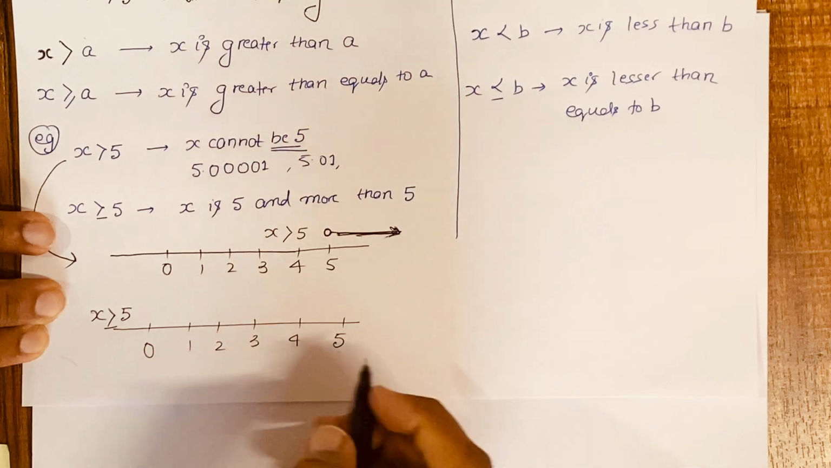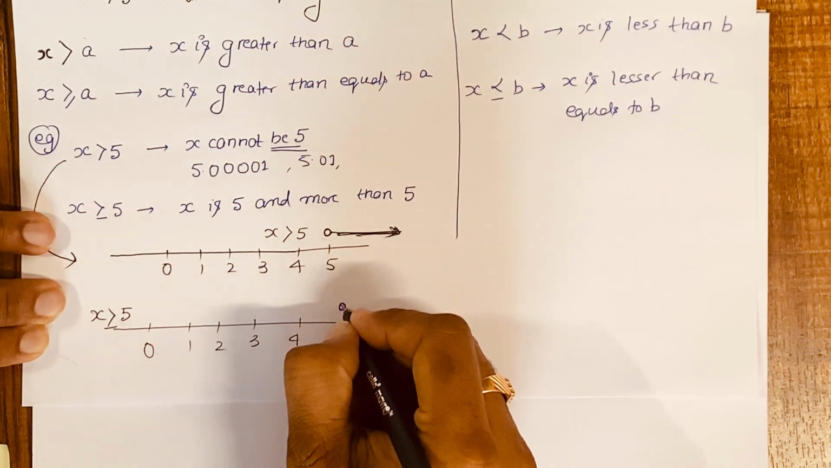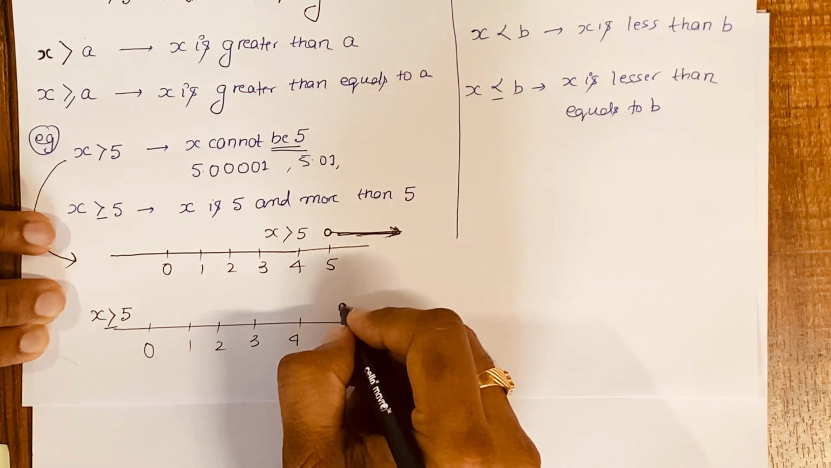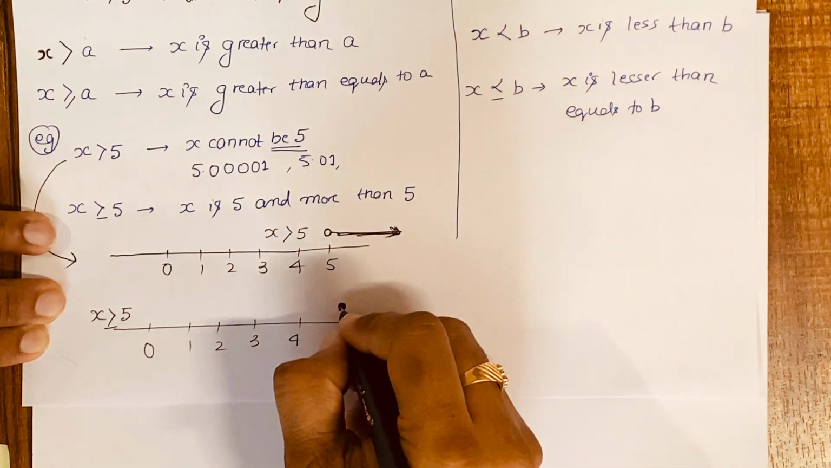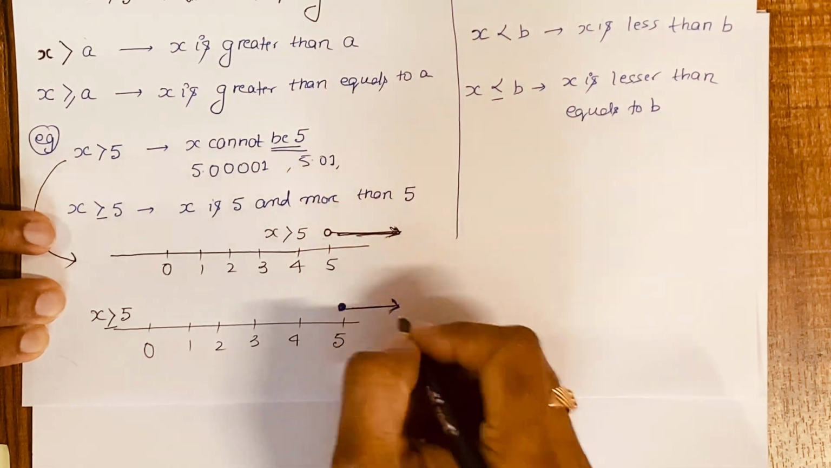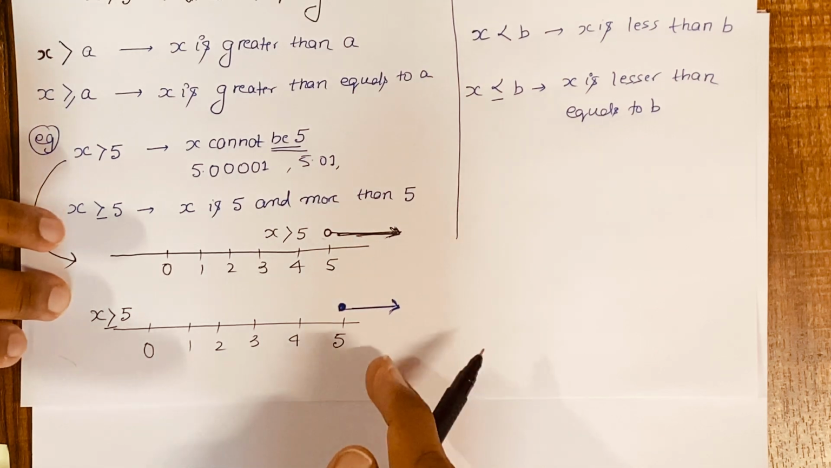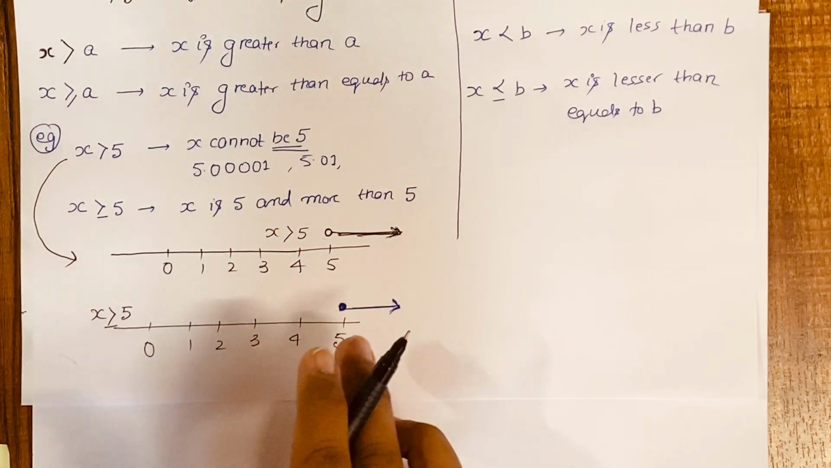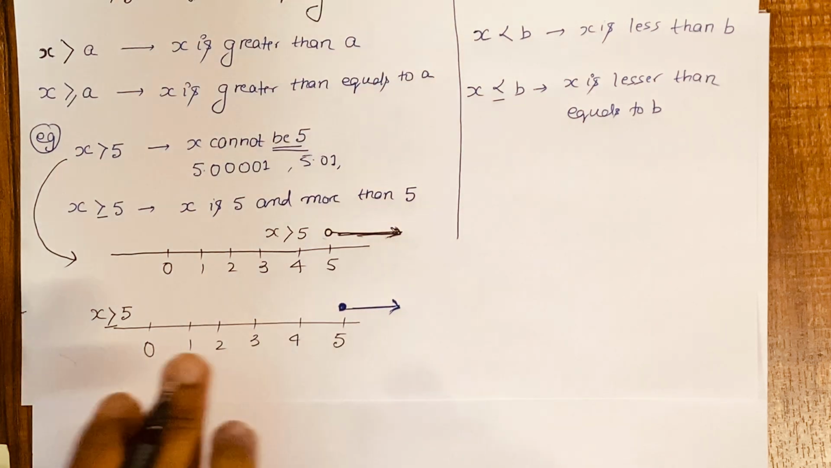Okay, greater than equals to 5. Then at 5 I am going to put a circle, but that will be a bold circle, completely filled. And then it is greater than 5, and I have to end with an arrow symbol. Now, what does the arrow symbol mean? The arrow symbol means that this value can go till infinity. You have no restriction.